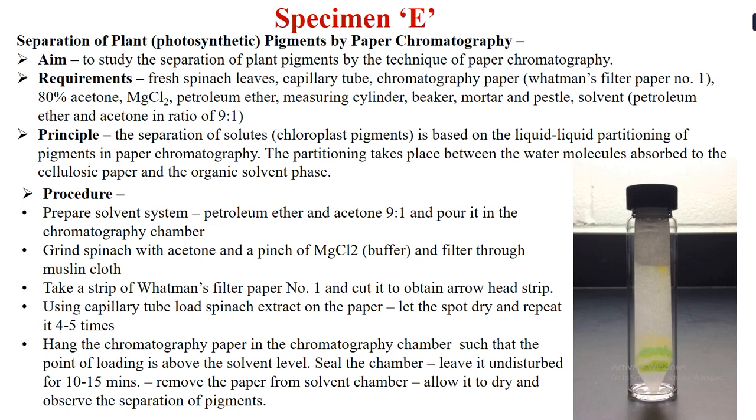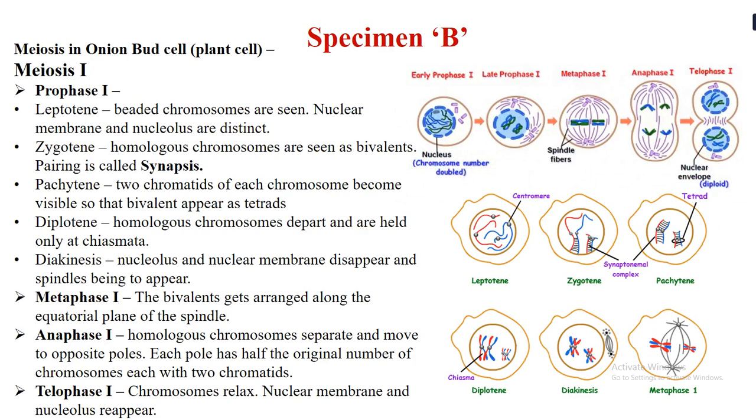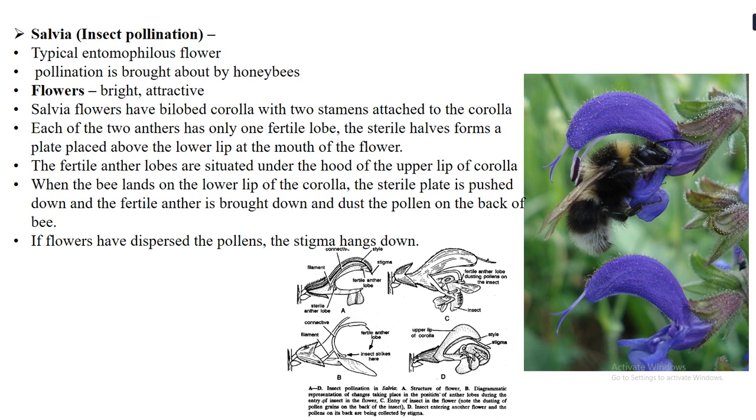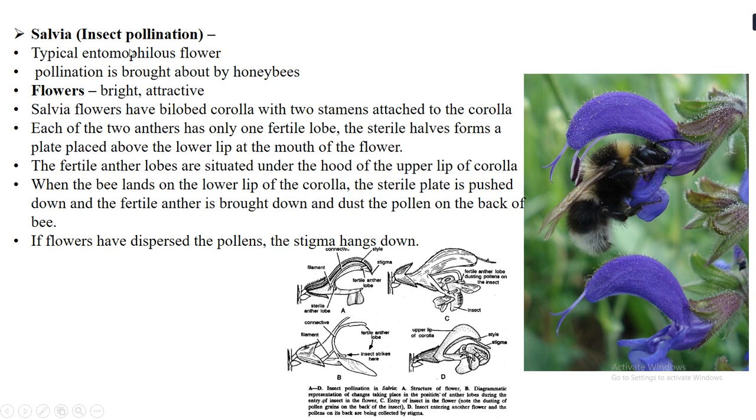Now before we start studying these specimens, let us take a quick review of what we have done in the previous session. In the previous session, we have done 4 spottings: the specimens for spot A, B, C and D. As I told you, for spot A, there can be 2 specimens that can be kept. One amongst these 2 specimens will be kept. It can either be wind pollination by maize, or it can be insect pollination by salvia.